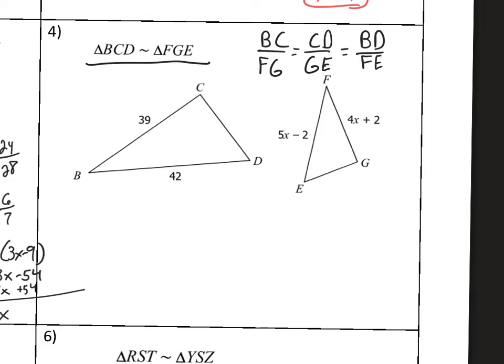Once again, we're not going to use part of this. We're actually not going to use the CDGE part. We don't know anything about those side lengths, but we will fill out the rest of it and set it equal to itself. So BC is 39. FG is 4x plus 2. And that equals BD, which is 42, and FE, which is 5x minus 2.